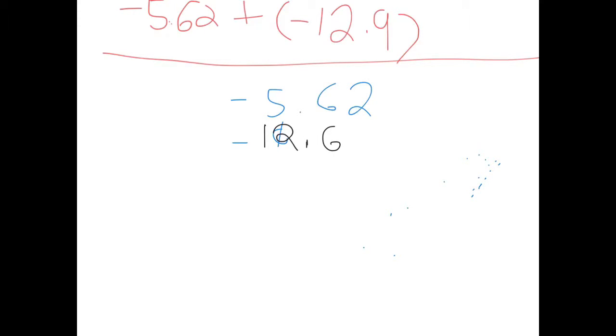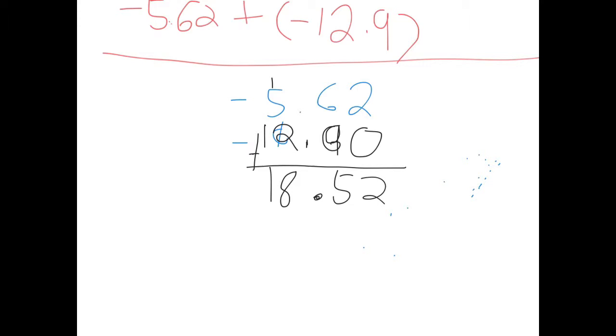12.6, no, 12.9, and you add the 0. And then you will add it, and then it will be 2 plus 0 is 2, and then 6 plus 9 is 15, add the 1, put your decimal, 1 plus 5 is 6, 6 plus 2 is 8, and you add your 1, and you get 18.52, and this is how you would check.